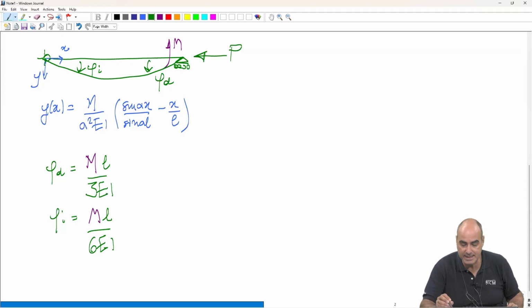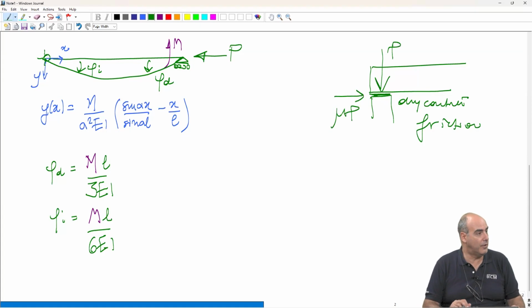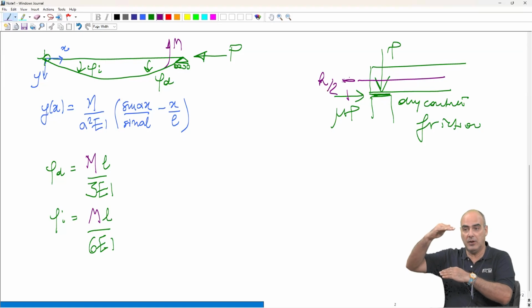It's like, as we said already, if I have a beam and I have a column here and I have dry contact, which means friction, the load here brings also a friction force there. And this friction force, the axis of the beam is here. This friction force has a lever arm as deep as half of the cross-section depth.